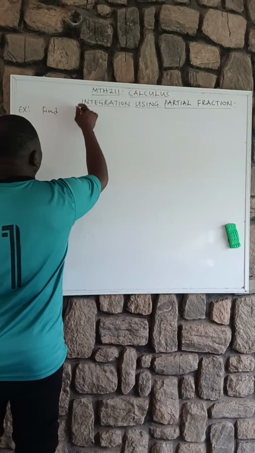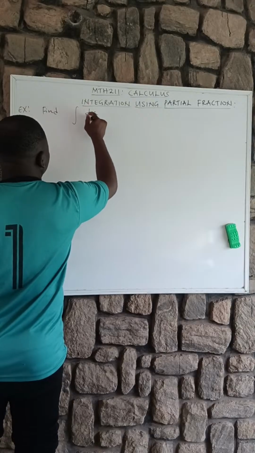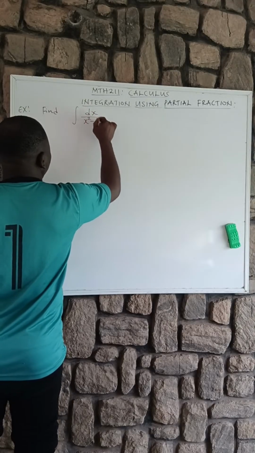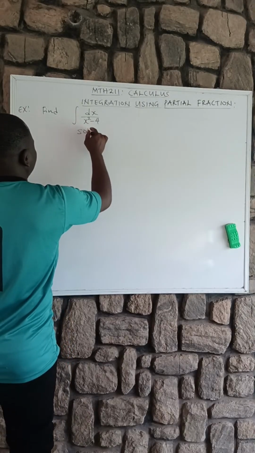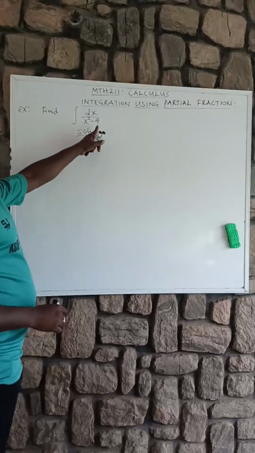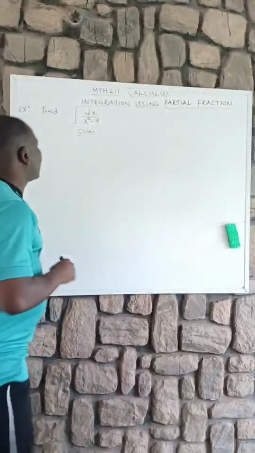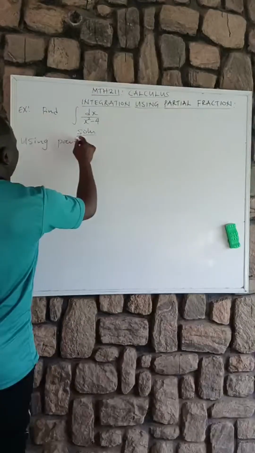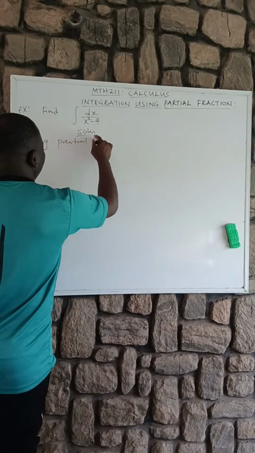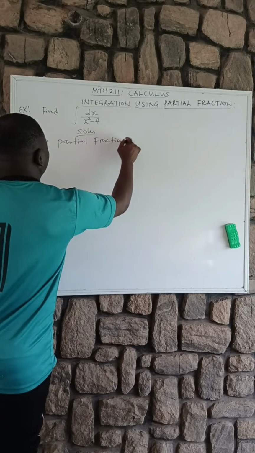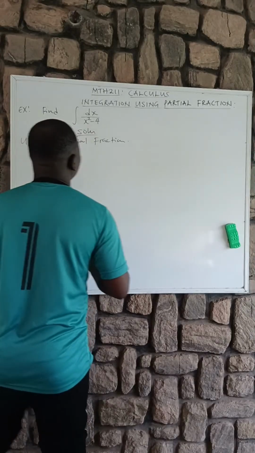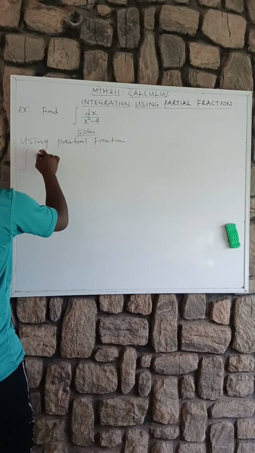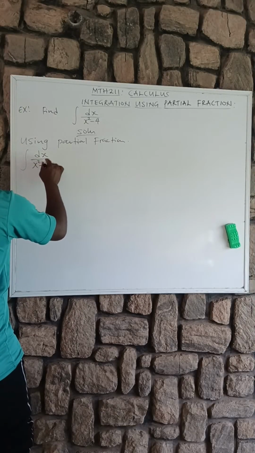Find the integral dx all over x squared minus 4, as simple as ABC. This is the integral. Is that clear? So partial fraction. So how can we use partial fraction? Mind you, integral dx all over x squared minus 4.